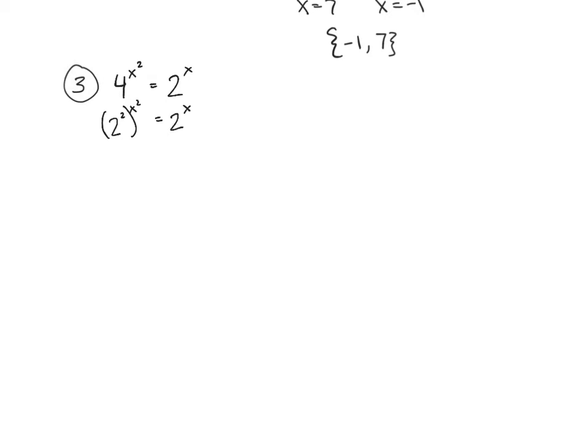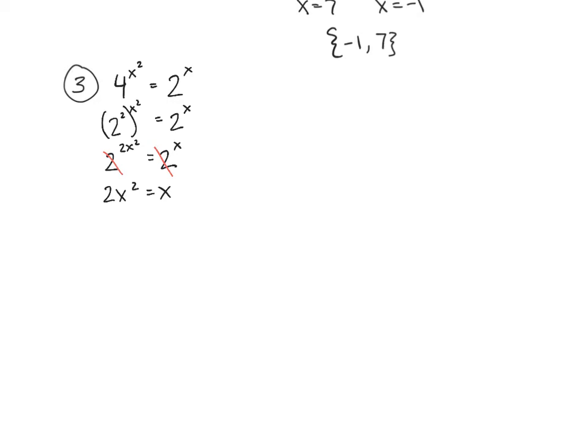I'm going to use my power rule, multiply those together, and I'm going to get 2 to 2x squared is equal to 2x. Excellent. My bases are the same. I'm going to cancel those out. And I'm going to get 2x squared is equal to x. Here's what I'm not going to do. I'm not going to divide both sides by x, because if I divide both sides by x, one of my answers will go away, and I don't want that to happen.